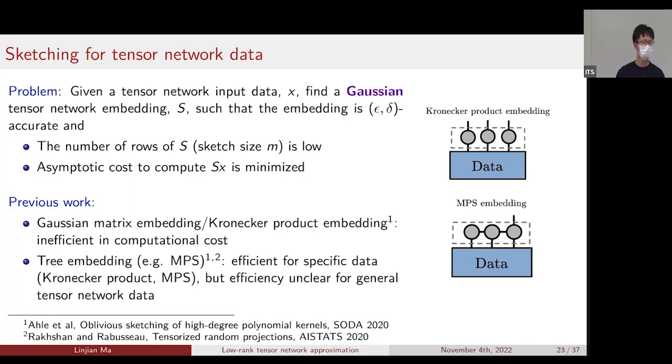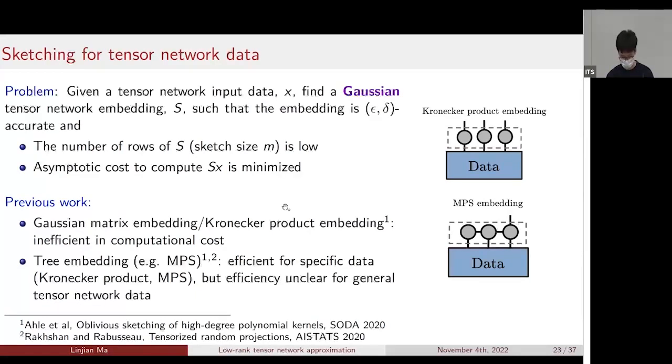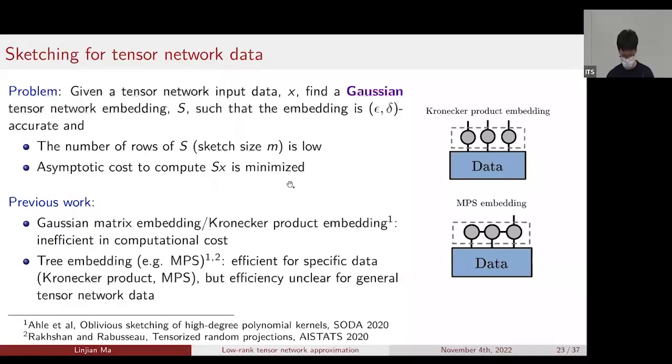There's a question in the chat: what does it mean to say the data is tensor network data? You can think of the data as a vector or a matrix, but internally it has a tensor network structure. For example, it can be a canonical product or an MPS.